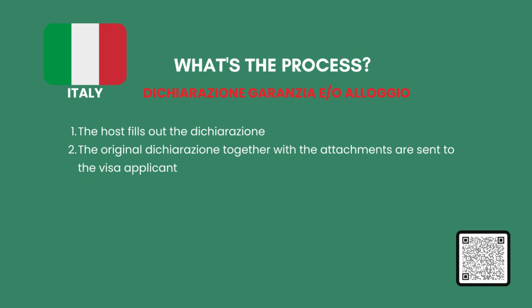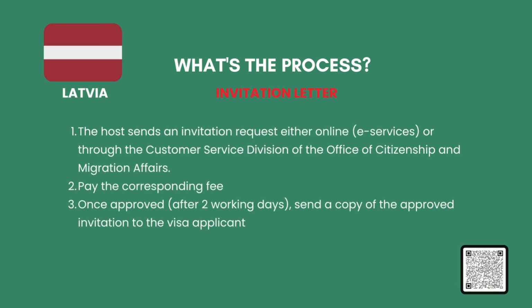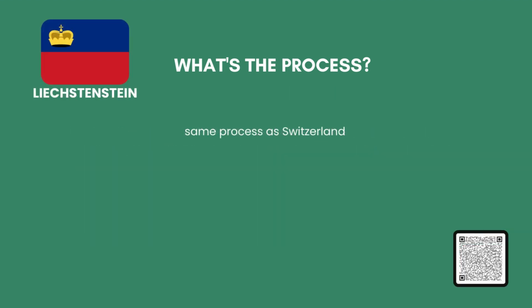For Latvia, it's called an invitation letter. The host sends an invitation request either online through the e-services or through the customer service division of the Office of Citizenship and Migration Affairs. After which, he or she will pay the corresponding fee, and after 2 working days, once it's approved, send the invitation to the visa applicant. For Liechtenstein, it has the same process as Switzerland, which I'll be discussing later.